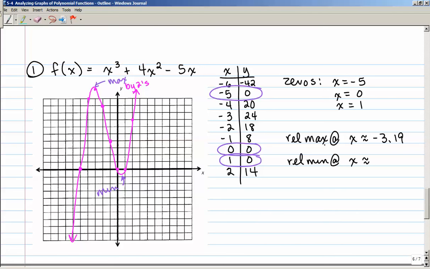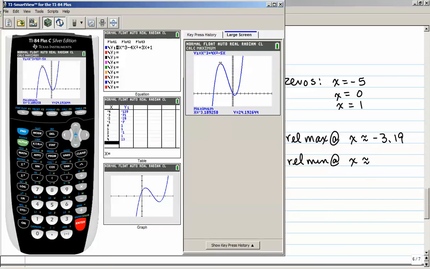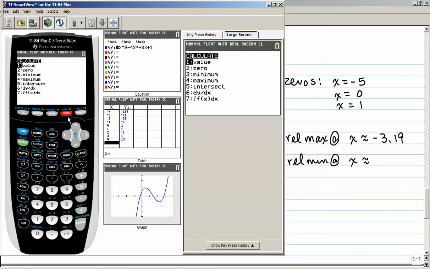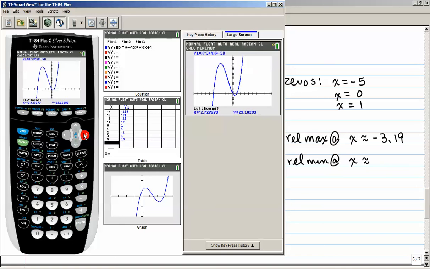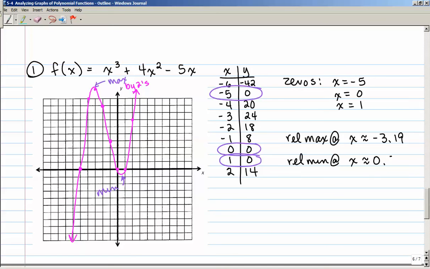And now let's find the relative minimum. Second trace, I'm looking for a minimum. Move the cursor anywhere to the left, and I could actually even do it right there. And then somewhere to the right of the minimum. How about right there? Hit enter again, and it tells me that I have a relative minimum at x equals 0.525225 and so on, or approximately 0.52. So that's what I'd like you to do for each function.